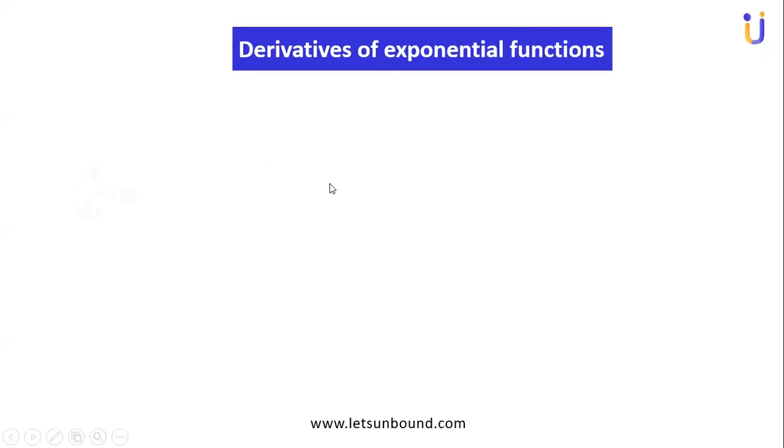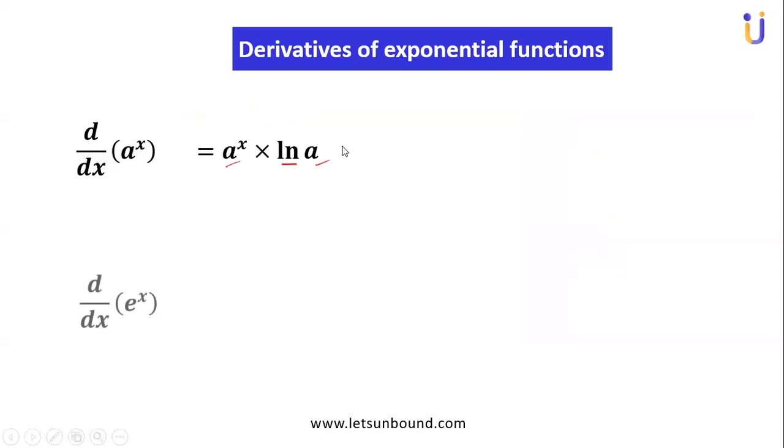Okay. An exponential function, a power x, with any base allowed, but not 0, right? The derivative of a power x is: copy the function and multiply by ln, the natural logarithm of the base. That's simple. Copy the function, ln of the base. Now for e power x, the special function with Euler's base, copy the function e power x and ln of the base e. ln e, they are inverses of each other, so they cancel. ln e is just 1, so the derivative is e power x.